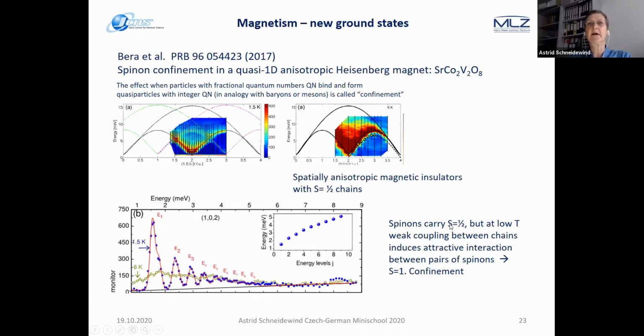a coupling of the spin half moments to spin 1 moments, which can be related to something which happens also with particles with fractional quantum numbers, which form quasi-particles with integer quantum numbers. So the effect is here named a confinement, a spin confinement.